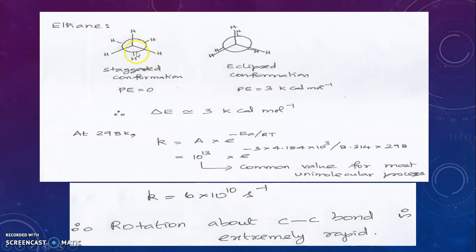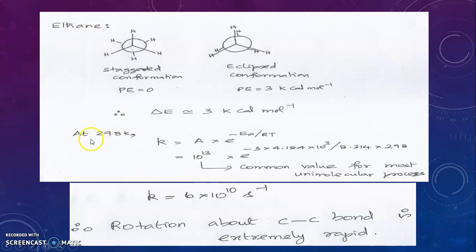So in ethane, the staggered conformation potential energy is assumed to be 0, and the eclipsed conformation potential energy is 3 kilocalorie per mole greater compared to staggered. So the energy difference between these two is 3 kilocalorie per mole. This energy is nothing but the activation energy for the conversion of the staggered form into eclipsed and then into another staggered. Now we should know at what speed this free rotation occurs.